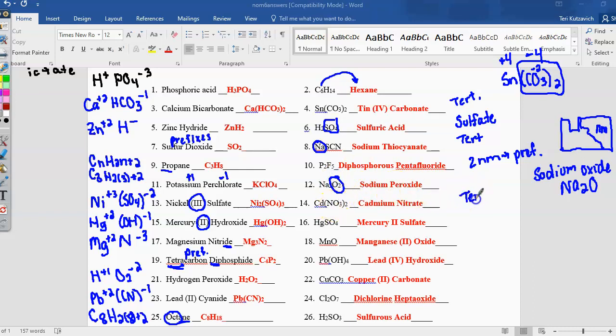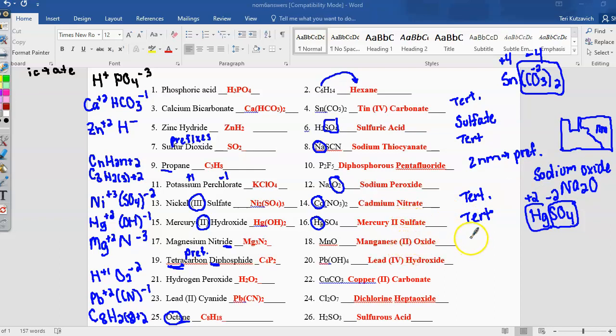This is a ternary, so write your metal name, and everything that comes next has to be found on your polyatomic ion sheet. Cadmium nitrate. The next one is a ternary, mercury sulfate. Mercury needs a Roman numeral. So let's go see what the charge of the sulfate is. It's -2, so mercury has to be +2. So it's mercury 2 sulfate.